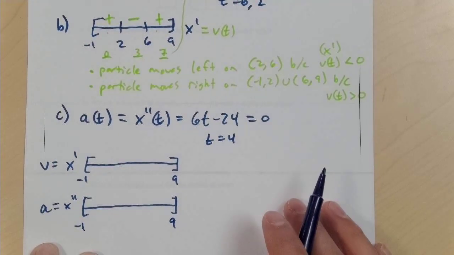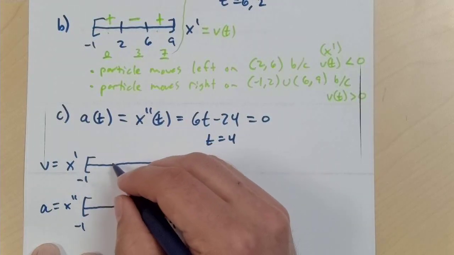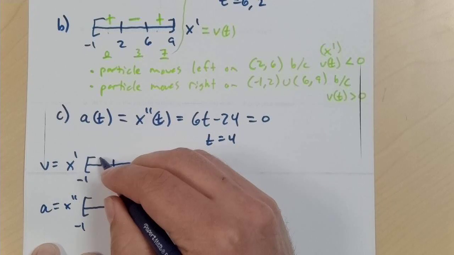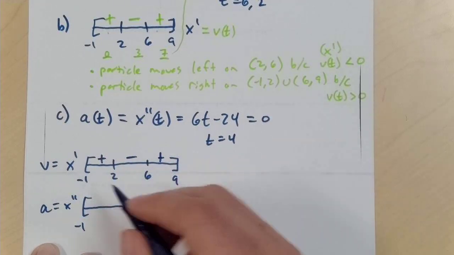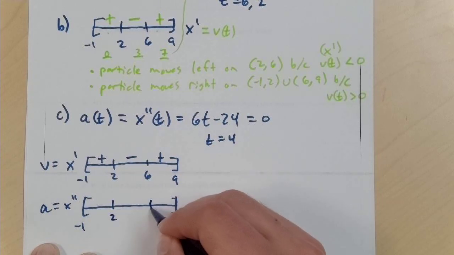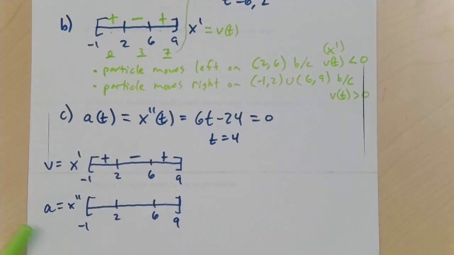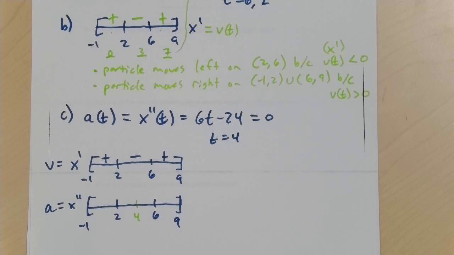Okay, so we're going to compare what's going on. We've already established that we have critical numbers of 2 and 6 for velocity. Here we have positive, negative, positive. I'm going to copy those numbers down below into the acceleration sign chart. But I'm also going to insert t equals 4 in here now, right?